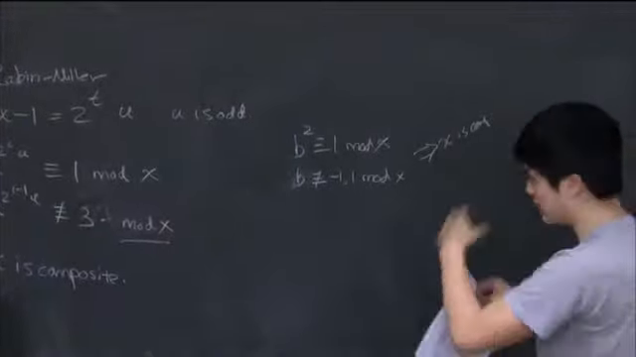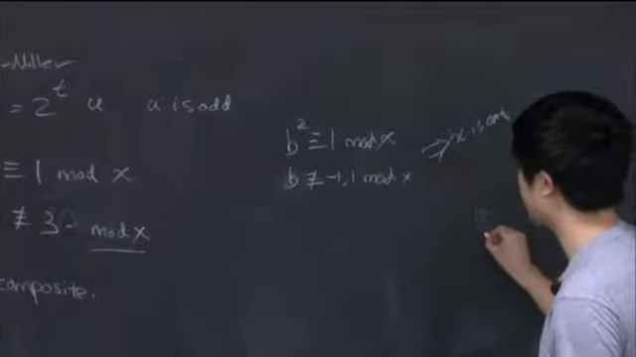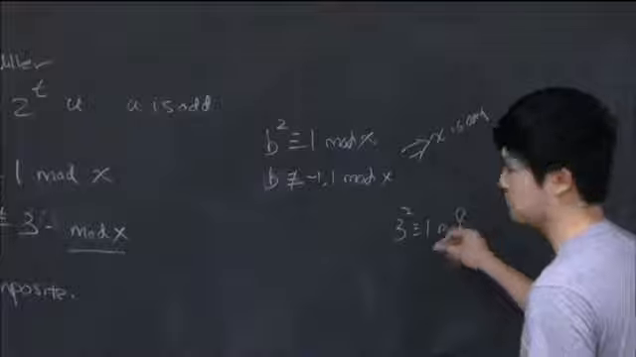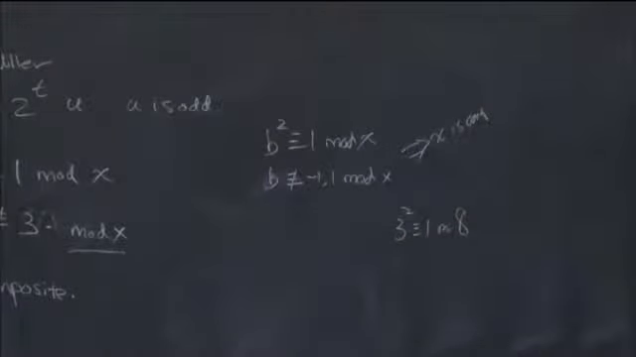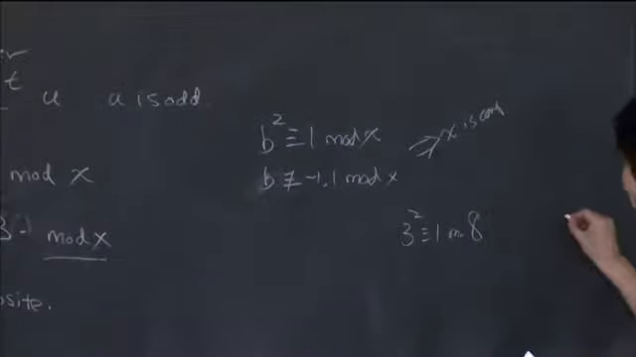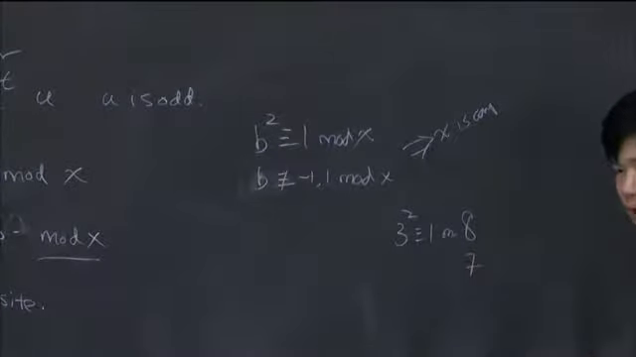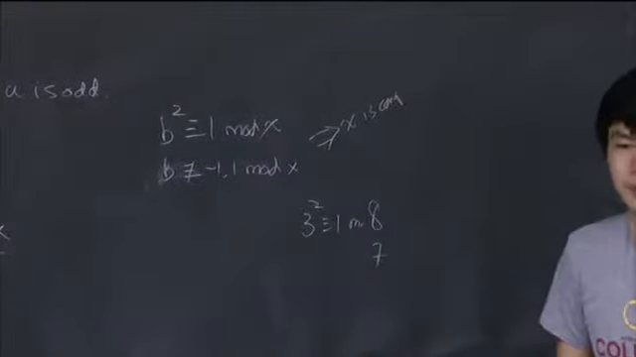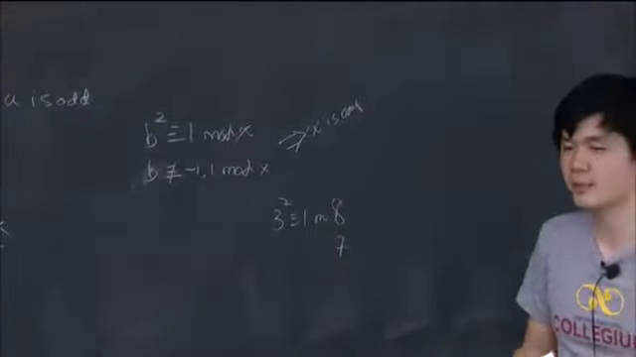A simple example is 8, which is not prime, right? 3 squared is 9, which is congruent to 1 mod 8, yet 8 is not prime. But if you looked at something like mod 7, you wouldn't be able to find me a number whose square is 1 mod 7 that's not 1 or negative 1. Does that make sense? I guess.